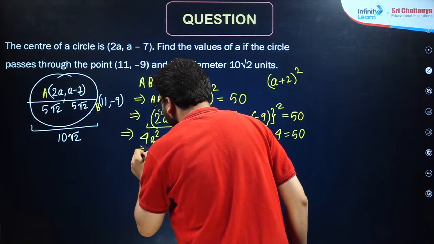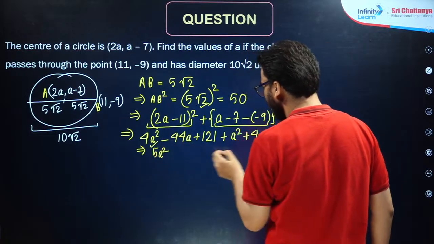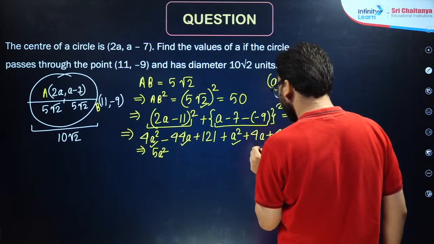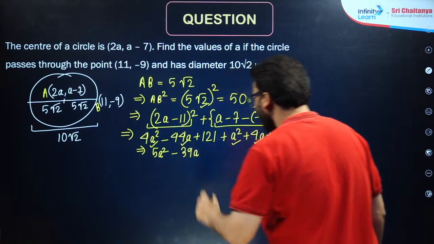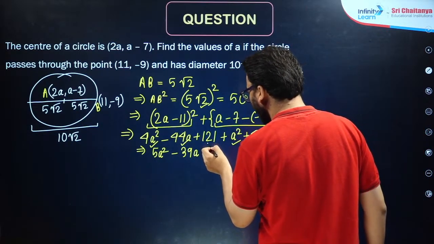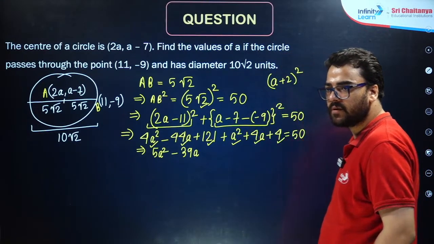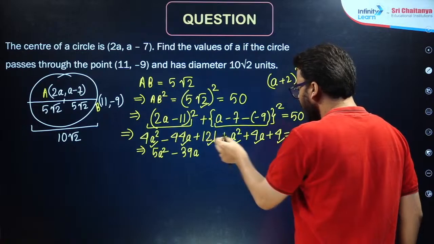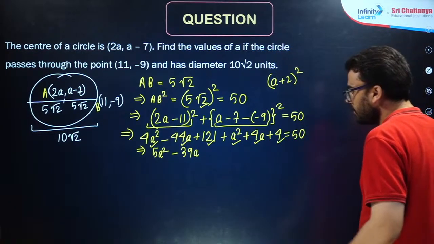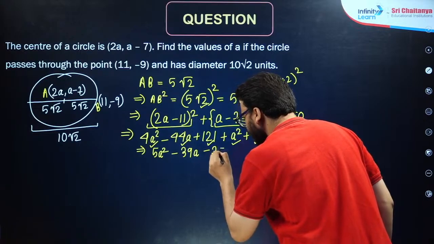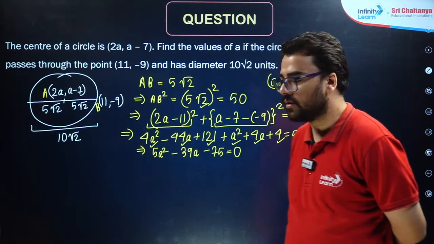So from here you can write 5a square, right? 5a square and then minus 44 plus 4 is what? Minus 39a. Is that correct? And then you can do 121 plus 4 is 125. 125 minus 50 will be what? Tell me. 121 plus 4 is 125. 125 minus 50 will be minus 75. Is that correct? Just check it. Yes, I guess you will get minus 75 only, right?